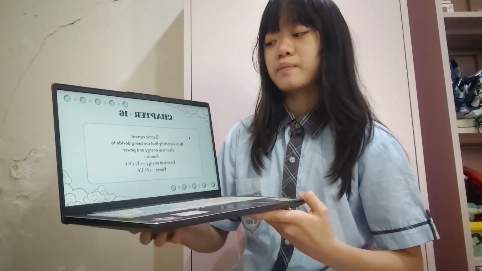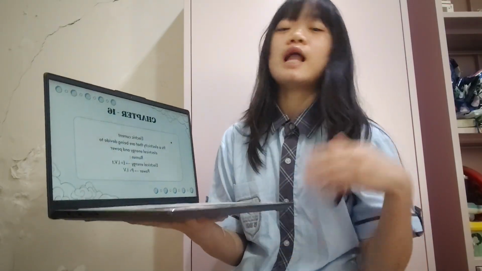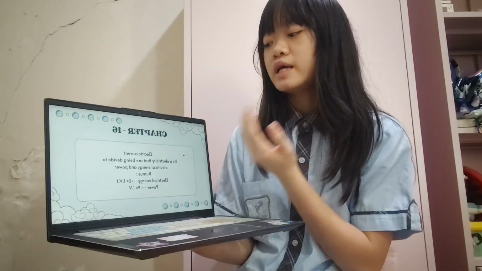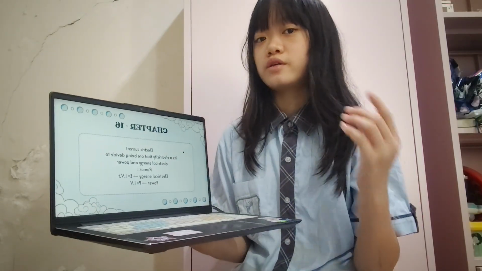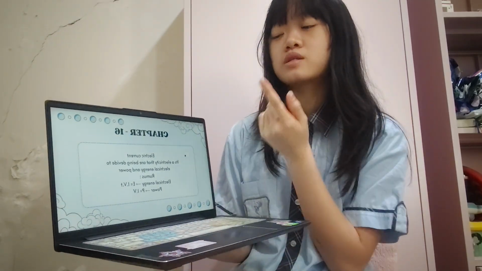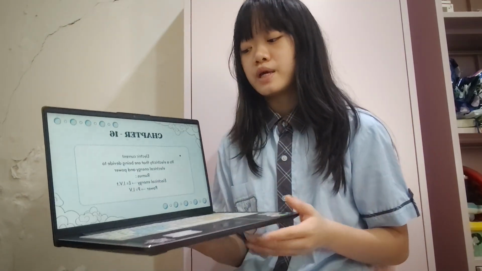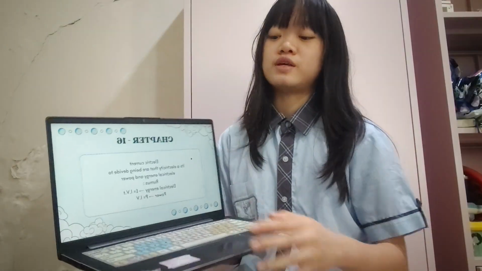And the last topic I learned about is electric current. It is divided into electrical energy and power. The formula for electrical energy is E equals I times V times T, but power is P equals I times V.